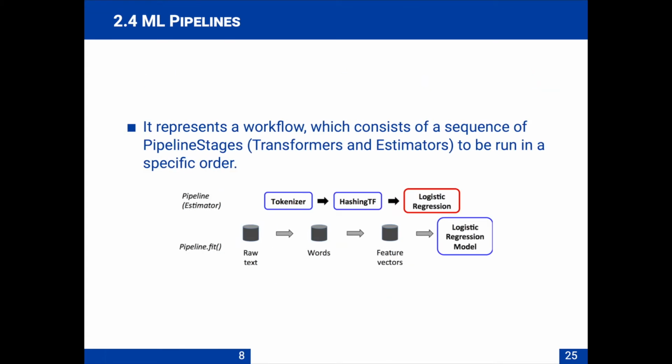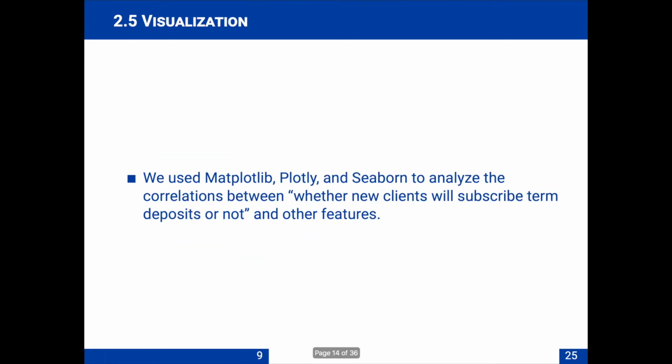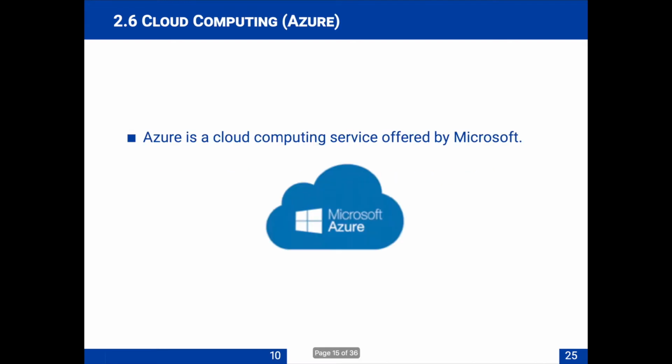And then is ML pipelines. An ML pipeline represents a workflow which consists of a sequence of pipeline stages to be run in a specific order. And then is visualization. We used Matplotlib, Plotly, and Seaborn to analyze the correlation between whether new clients will subscribe to term deposits or not and other features. And then we use cloud computing, Azure. Azure is a cloud computing service offered by Microsoft. We apply a PySpark cluster on Azure to the data in this project.